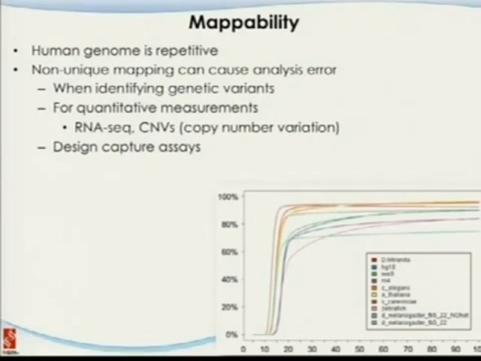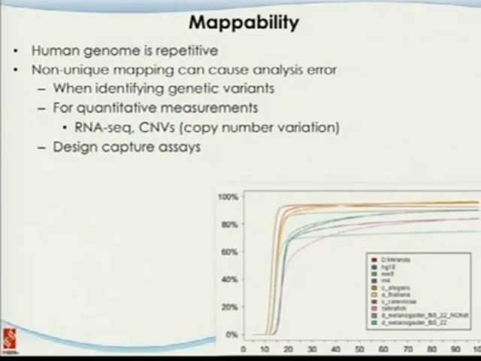But now, many regions of the human genome, actually 52%, are repetitive regions. Only 48% are non-repetitive regions. So if you use shorter reads, it really doesn't give you a great answer. But once you increase the length of the read, you increase the mappability.